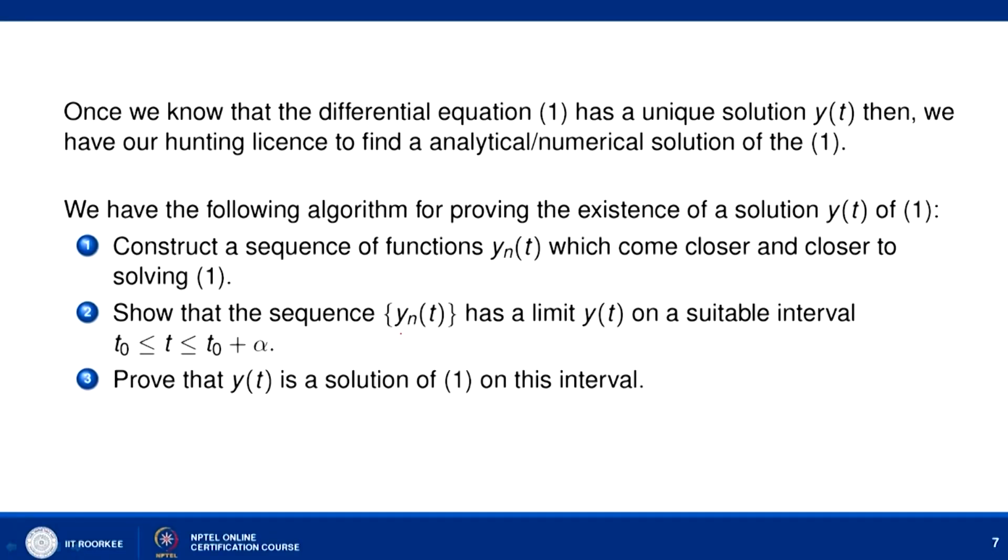So, first we need to construct a sequence, and then we want to find that this constructed sequence has a limit y(t) in some kind of interval, say t0 to t0 plus alpha. That alpha we need to find in this particular procedure. And third, very important thing, we need to show that this limit of the sequence is a solution of 1 in the said interval. That is the outline of the following theorem which we are going to discuss.